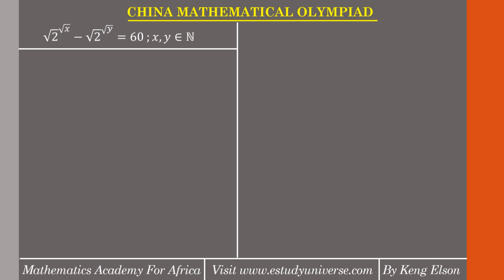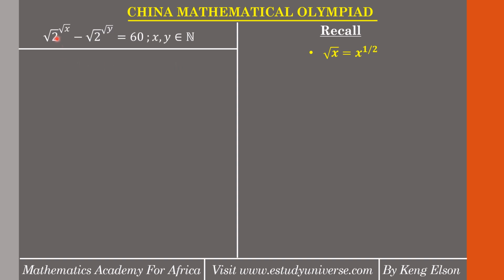Now we want to find all whole positive numbers that satisfy the equation 2 root 2 to the root x minus root 2 to the root y equals 60. The first recall I'm going to make is that if I convert a number in the form square root of x to a number that has an exponent, then I write square root of x as x raised to the power half, where x is always positive.